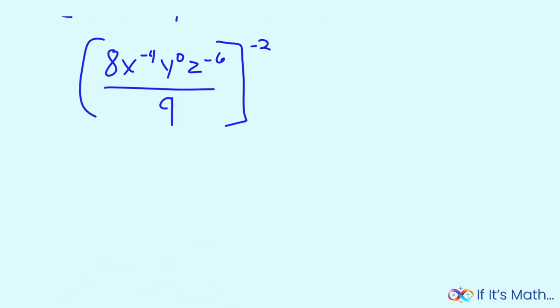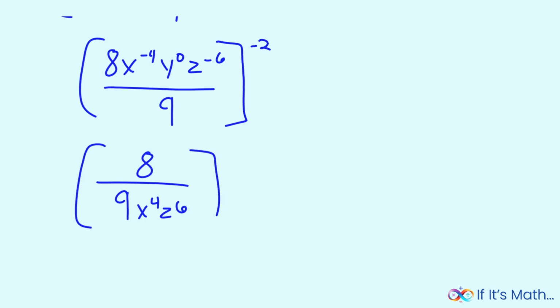So I'm going to get down to 8. Now remember here, y to the 0 is just 1. So that goes away, because 8 times 1 is just going to give me the 8, divided by 9 times x to the 4th, z to the 6th, all that raised to the negative second. Getting very, very close. A couple more steps.